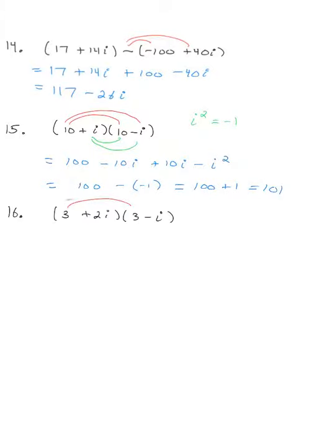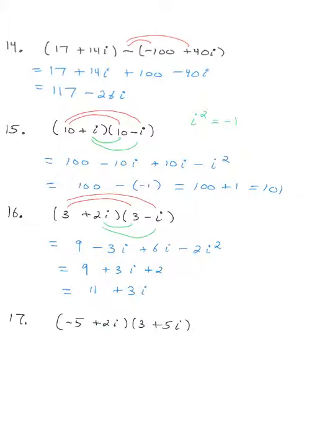Multiplying these two, I'll distribute the 3, as well as the 2i. When I do this, I get 3 times 3 is 9, 3 times negative i is negative 3i. Multiplying in the 2i, I get plus 6i, then I get minus 2i squared. I have 9. I have negative 3i plus 6i, which is plus 3i. And i squared is negative 1. Negative 1 times negative 2 is positive 2. When I combine like terms, I have 9 plus 2, which is 11, and then we have 3i.